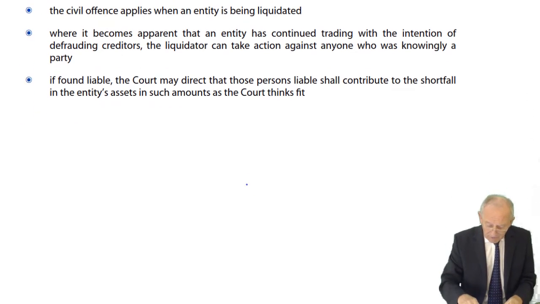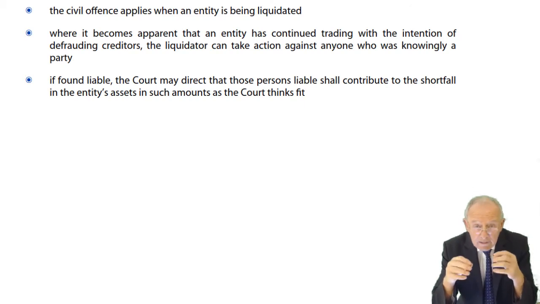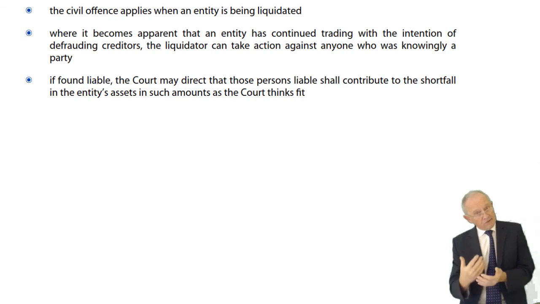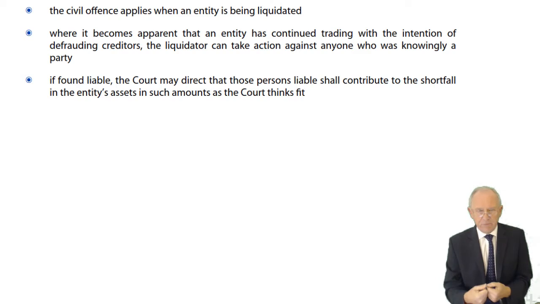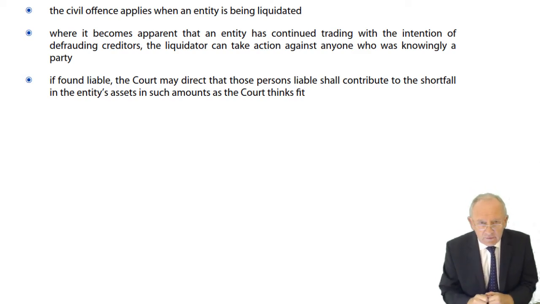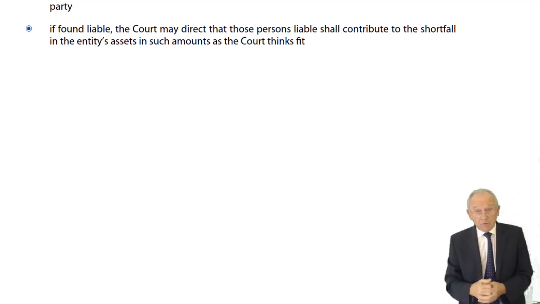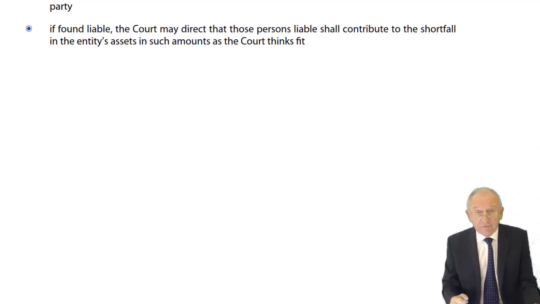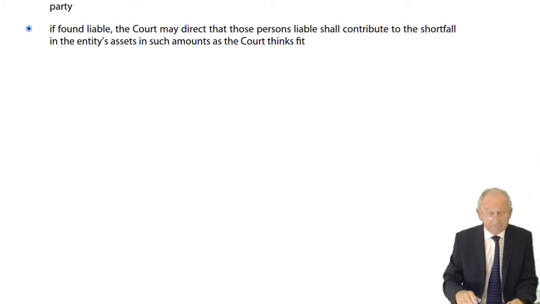The civil offence applies where the entity is being liquidated, and where it becomes apparent that an entity has continued trading and the liquidator becomes aware of that fact. Then the liquidator can take action against anyone that the liquidator believes was knowingly a participant in allowing the company to continue. If they're found liable, the court may direct that those people should contribute to the deficiency of the company's assets in such amounts and at such times as the court may direct.